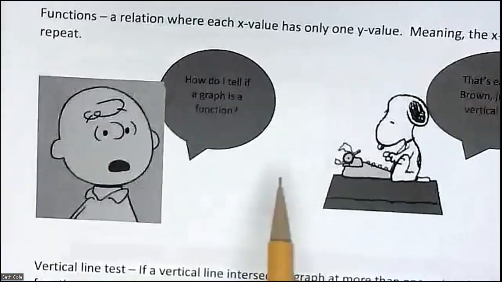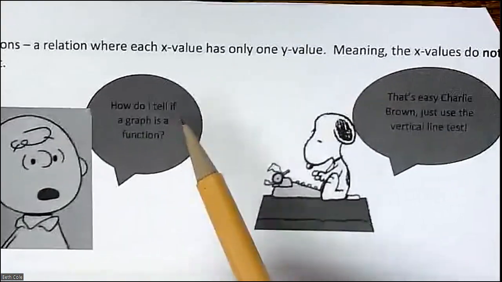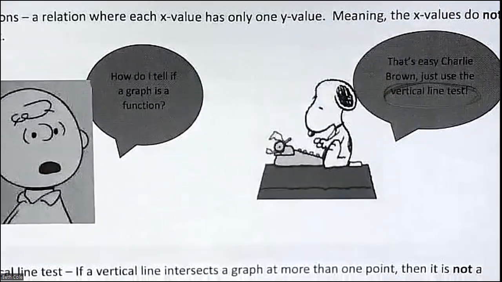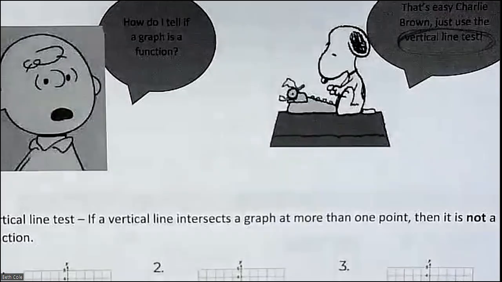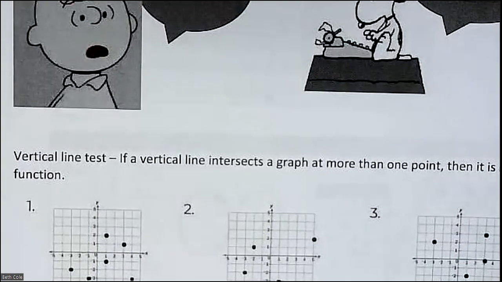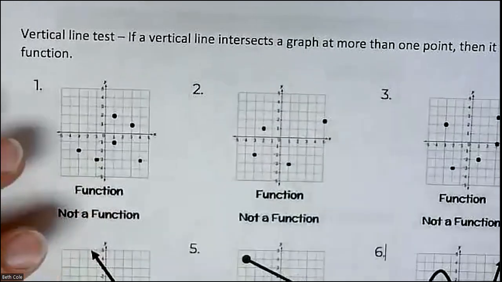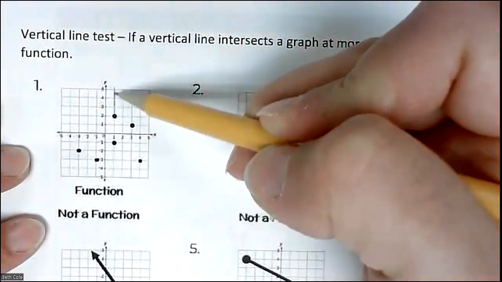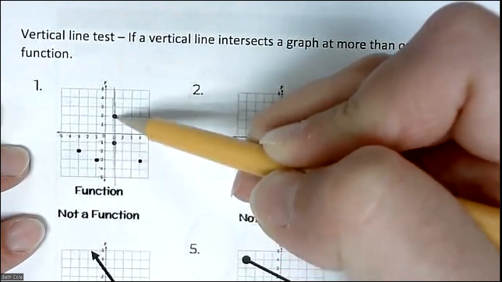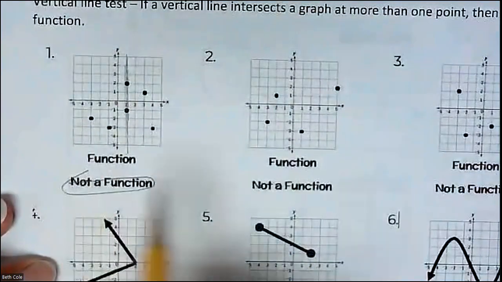All right. This is cute. Charlie Brown. How do I tell if a graph is a function? You're going to use the vertical line test. What you're going to do is, and you can just slide your pencil along the graph. If a vertical line hits more than once, it's not a function. And that's because you're getting that repetition. So look at this one. Do you see how if I draw a vertical line right here, it hits two of the points? Yep. So it is not a function.